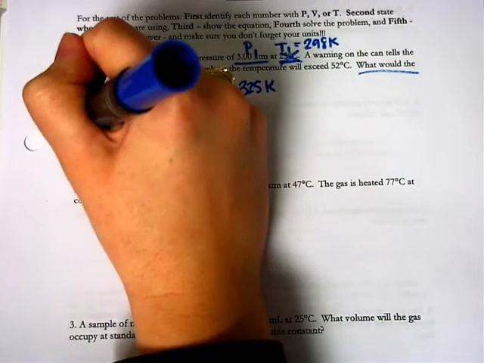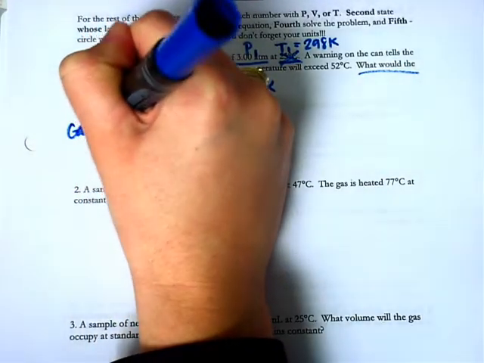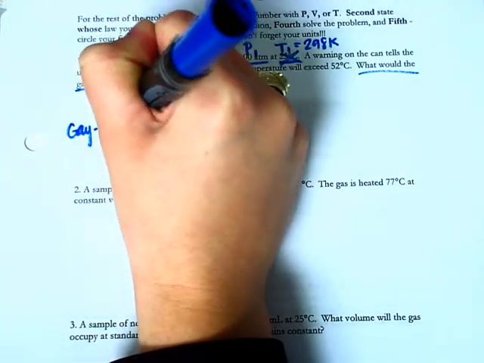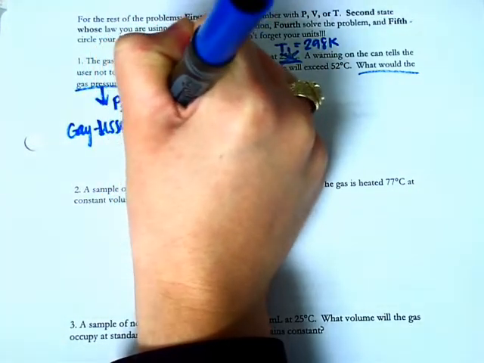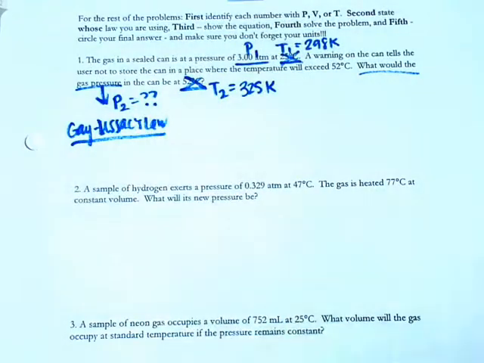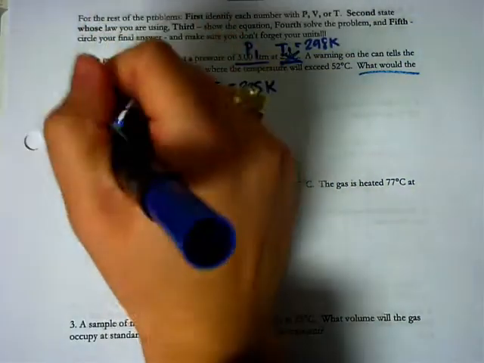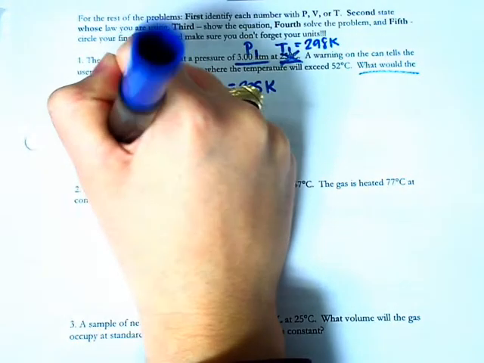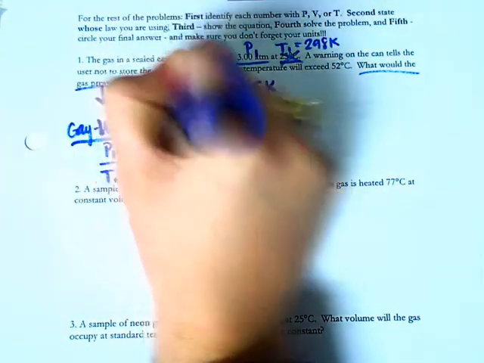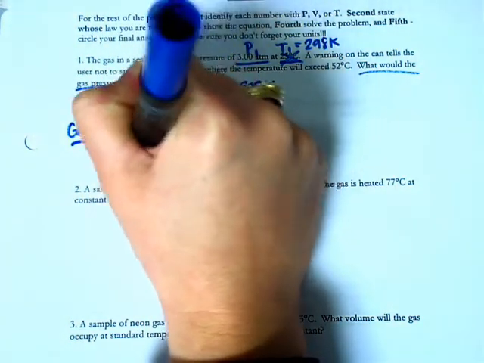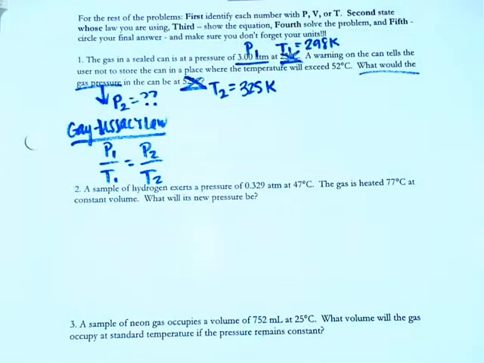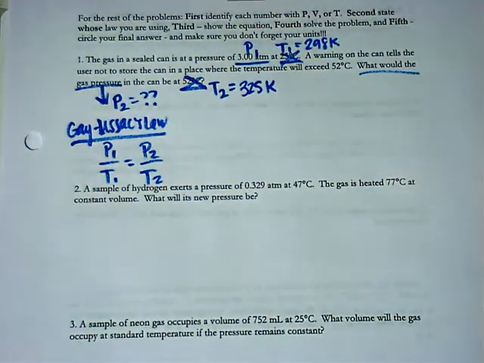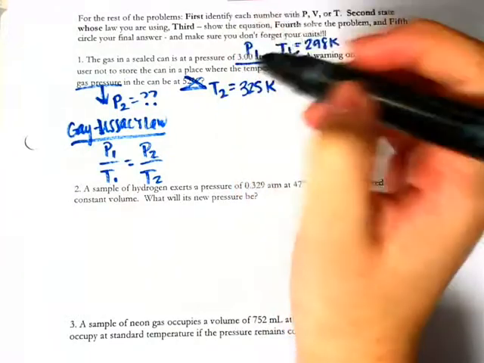Gay-Lussac's law. So we're going to write the law that we're using. And then we're going to write the equation without our numbers in it. So what's that equation? P1 over T1 equals P2 over T2. Awesome.